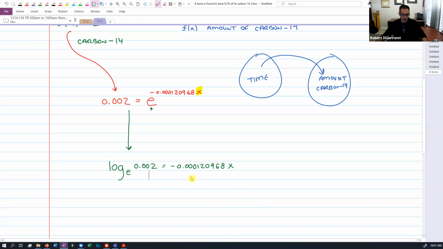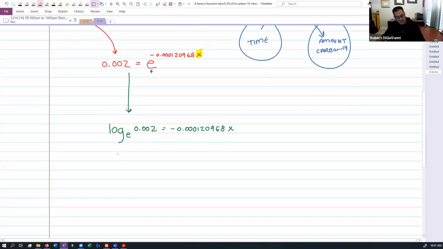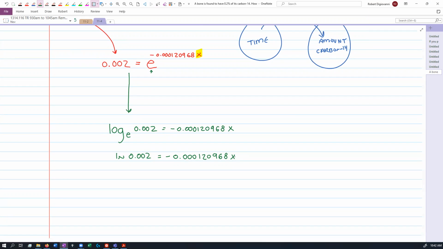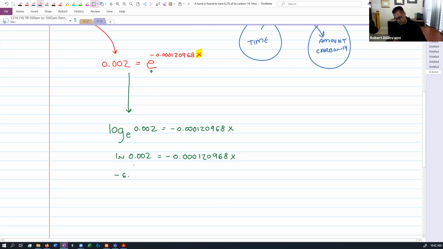Check it with the loop. e raised to that equals that. Yep, that's the original equation. On the left side, that's natural log. So I'm going to need my calculator. I'm going to do natural log of 0.002. I get 6.2146. That's good enough. Equals negative 0.000120968x.